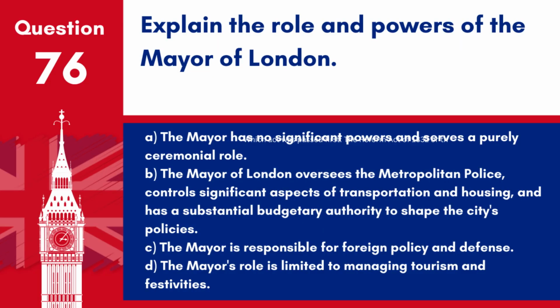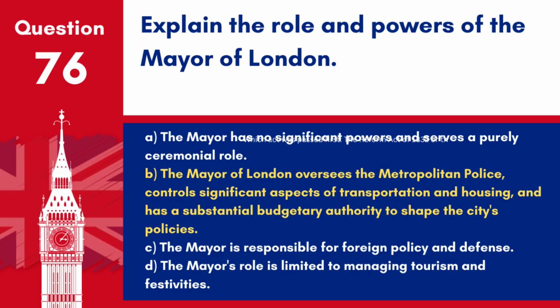Question 76. Explain the role and powers of the Mayor of London. A. The Mayor has no significant powers and serves a purely ceremonial role. B. The Mayor of London oversees the Metropolitan Police, controls significant aspects of transportation and housing, and has a substantial budgetary authority to shape the city's policies. C. The Mayor is responsible for foreign policy and defence. D. The Mayor's role is limited to managing tourism and festivities.